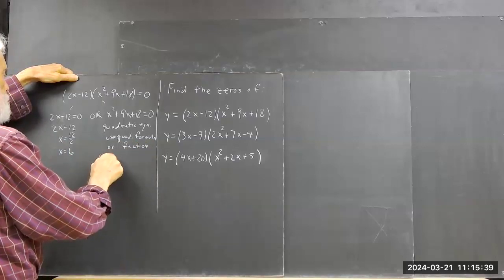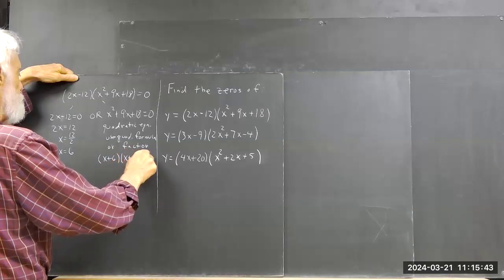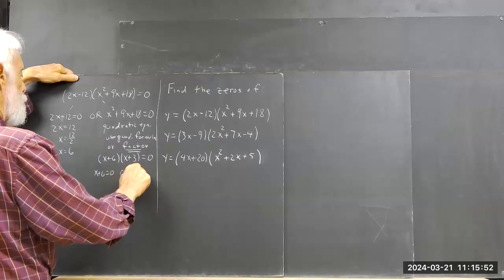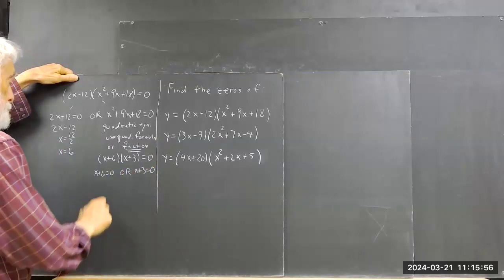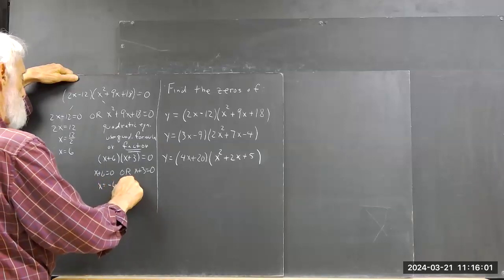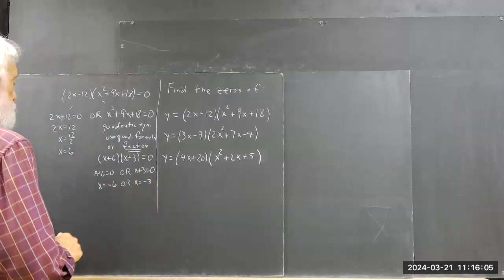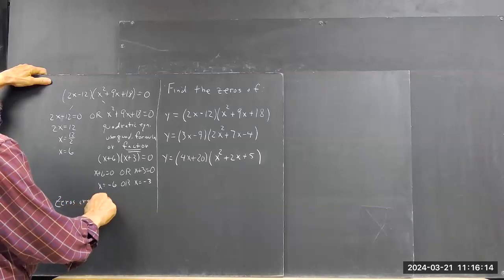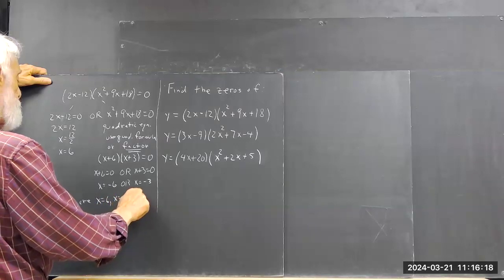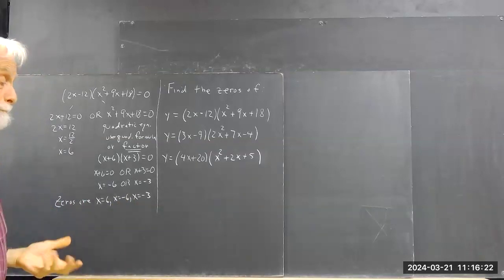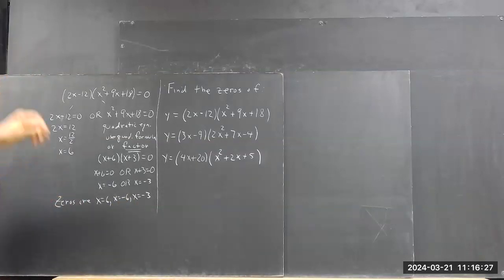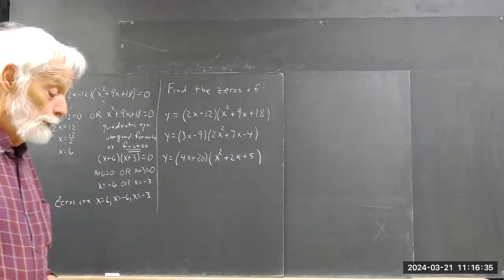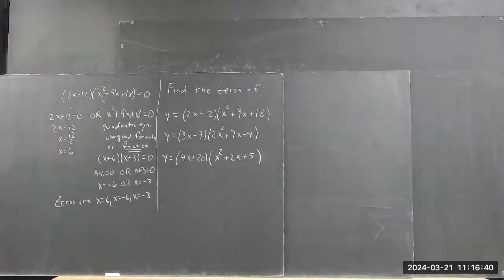Well, it turns out this factors into x plus 6 times x plus 3 equals 0, which means that x plus 6 is 0 or x plus 3 is 0. So that x equals negative 6, or x equals negative 3. So now the zeros are x equals 6, x equals negative 6, x equals negative 3. Okay, so that's the first equation. Now, each of these equations is going to break into two equations. And one of those equations is quadratic, and the other is going to be linear. So let's see you solve it.